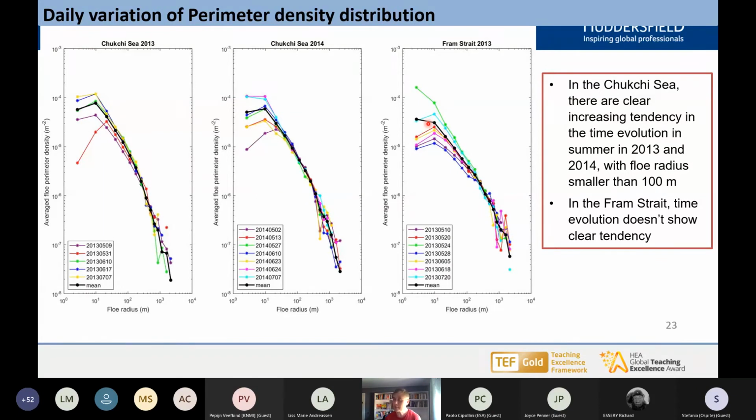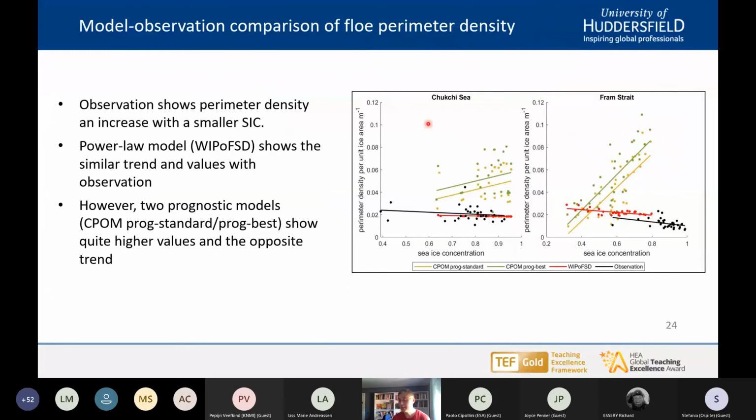On the final slide, I want to highlight this. It's the first time we try to compare the floe size in terms of perimeter density per unit ice area between the observation and models. We chose 3 different models: CPOM in the UK, which has a prognostic model of 2 different types, and also the WIPO FSD model, which is the power law model. The black dots and black lines indicate the observation data.